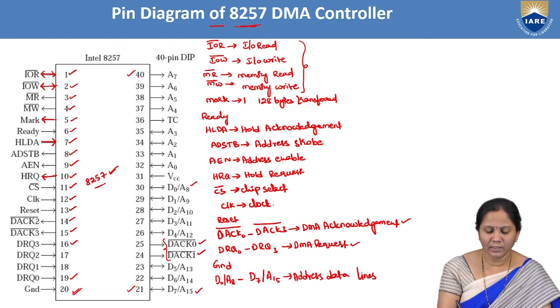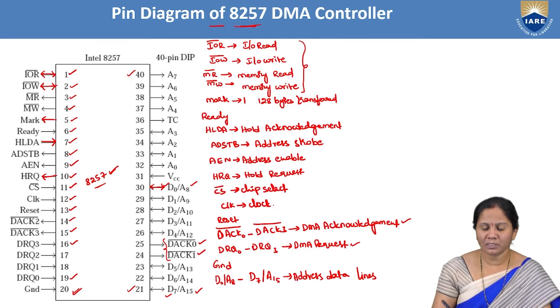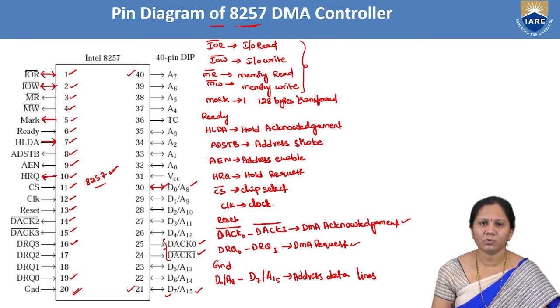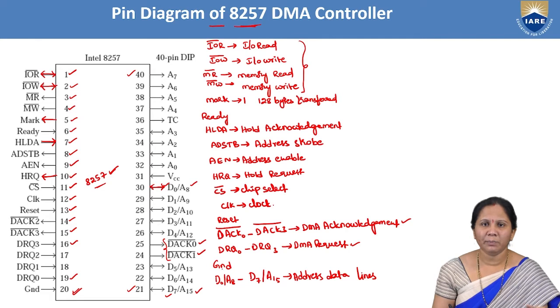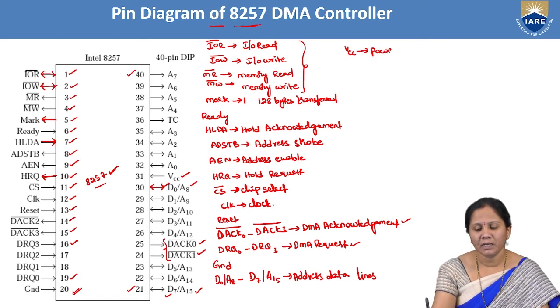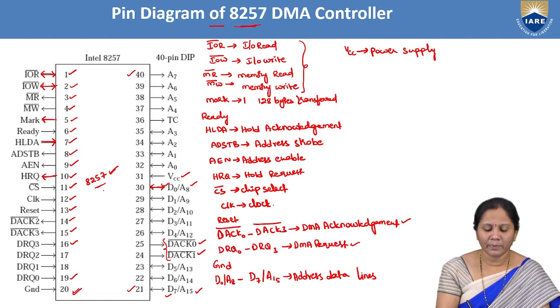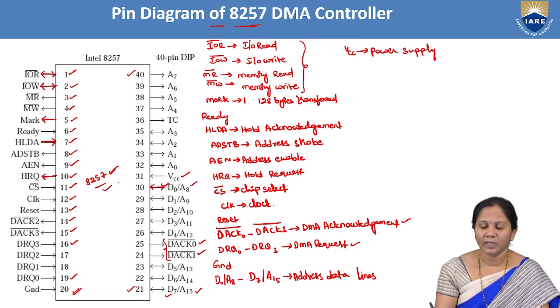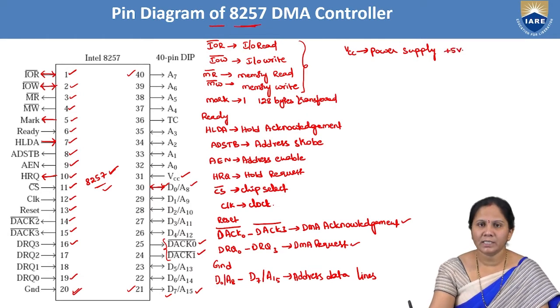So using this D0 to D7, if you observe, all of them are bidirectional. That means by using this D0 to D7 bidirectional data bus, all the information from this 8257 will be transferred to the 8086 microprocessor. And next, the 31st pin is VCC. VCC represents power supply. The power supply required to operate this 8257 DMA controller is +5 volts DC.